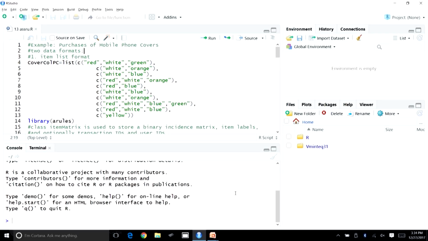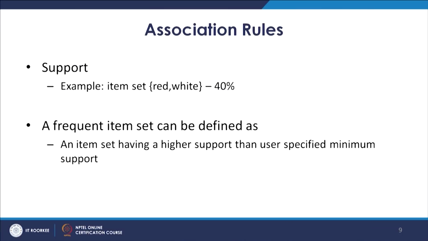Then the last transaction is yellow. So, out of these 10 transactions, we can easily spot 4 transactions where both red and white are present. So, this gives us the idea about the support of this particular rule. If the item set is red and white, then the rule that we talked about is: if a red colored cover is purchased, then white is purchased as well. So, the support for this particular rule is 40%, as we saw in the data set.